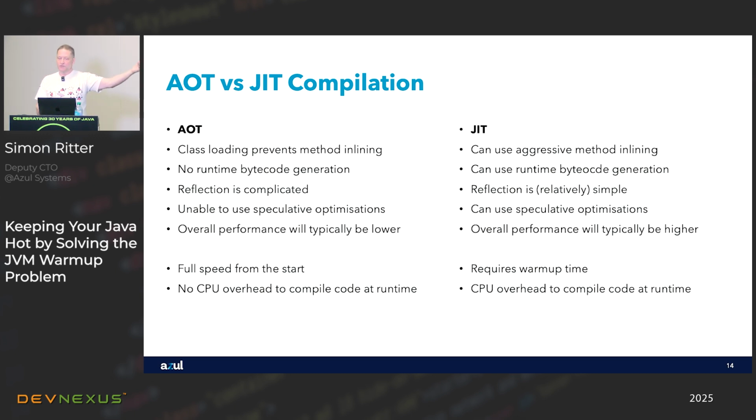JIT is basically the opposite of all of that because you can use aggressive method inlining. You know exactly what method's being called at any given point. You can use runtime bytecode generation because you're using bytecodes. Reflection is, and I say relatively simple because I don't think reflection is ever truly simple. You can use speculative optimizations because we are compiling whilst it's running, and the overall performance will typically be higher. Not guaranteed, but typically will be higher. But it does require warm-up time, and it requires the use of the CPU.